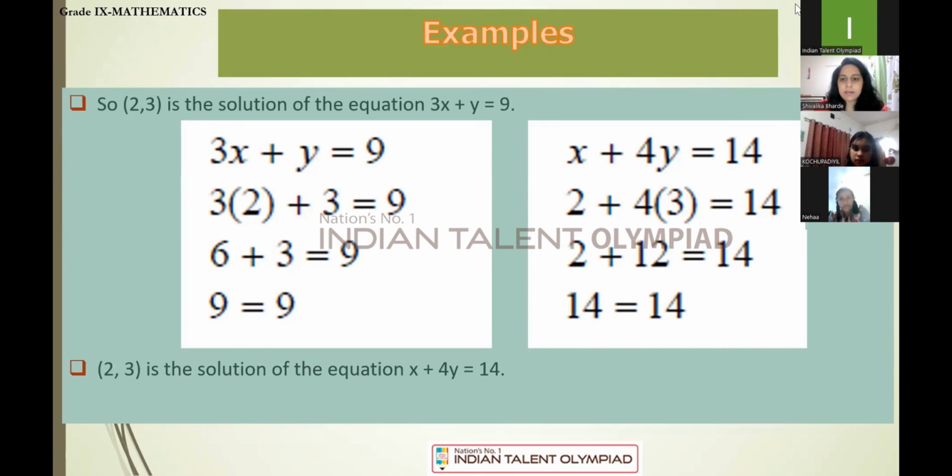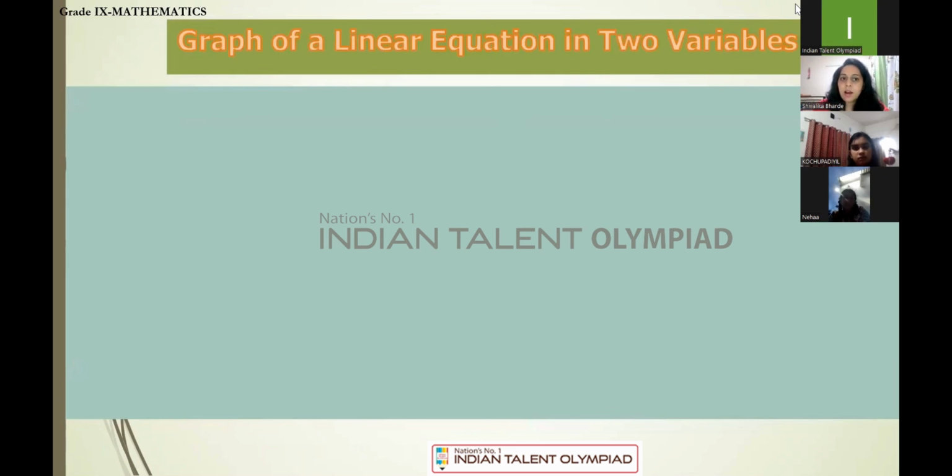Similarly, 2, 3 is the solution of the equation x plus 4y is equal to 14. So in the case of linear equations in two variables, we always come up with the solution as an ordered pair, with the x and y values. So this was one solution. Now we come to how to graphically represent this linear equation.